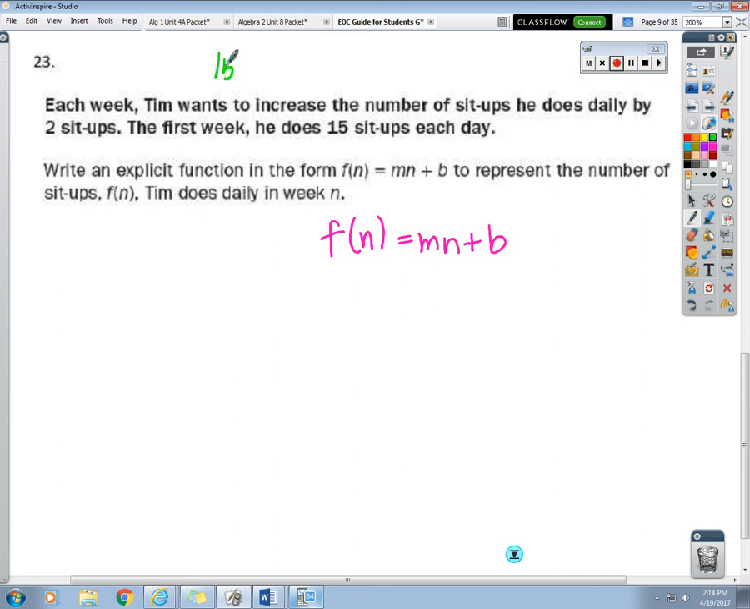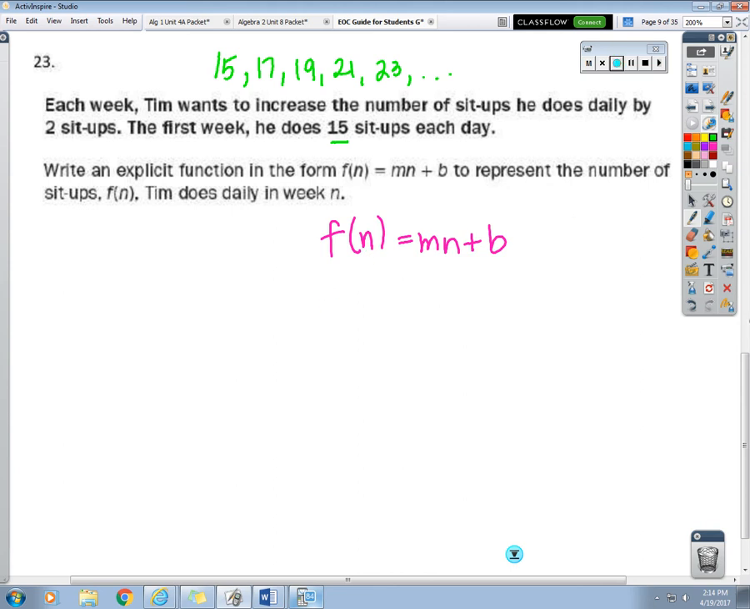15, because didn't he start his exercise routine by doing 15 sit-ups each day for the first week? So if he's increasing that by 2 sit-ups each week, how many sit-ups will he do every day the next week? 17. Then the next week he'll be doing how many a day? 19, then 21, then 23, and so on. Okay, so there's your arithmetic sequence.